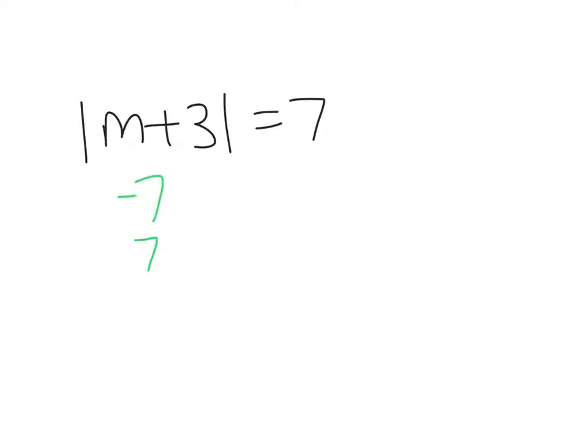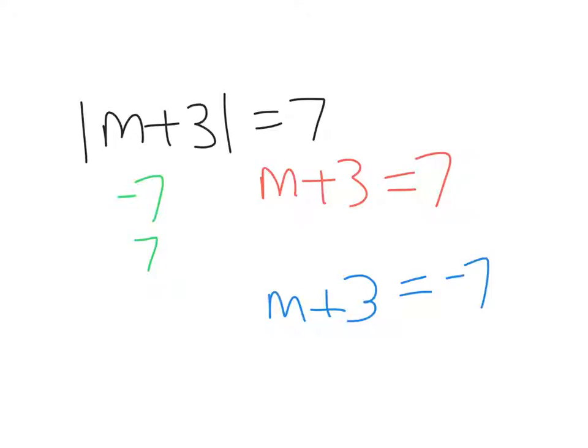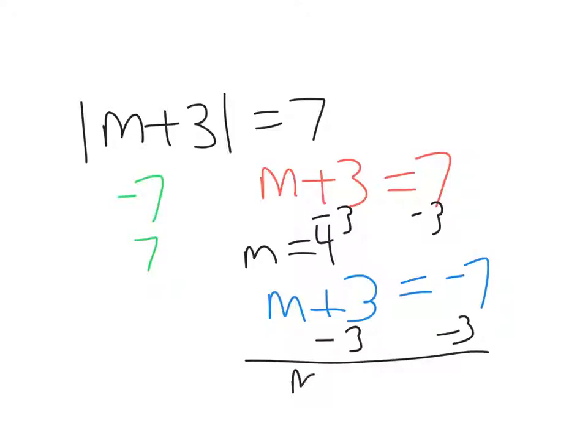So let's divide this up into two separate problems. First one, I'll write in red here. That's the straightforward one. m plus 3 is equal to 7. The second one is going to be m plus 3 is equal to negative 7. So all I'm going to do is subtract 3. I'm left with m is equal to 4. Then I'm going to subtract 3, m is equal to negative 10.